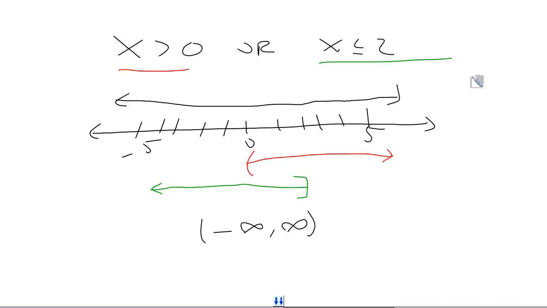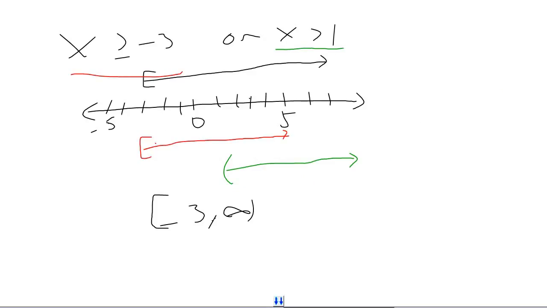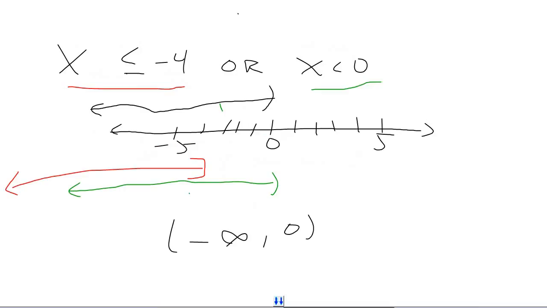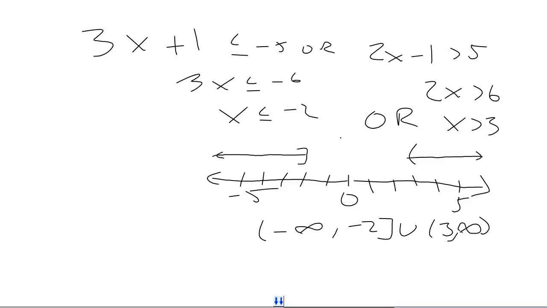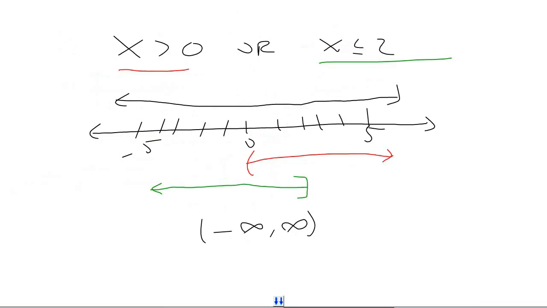If you want some good practice, I recommend going back through the same examples that we just looked at. Take x is greater than or equal to -3, or x is greater than 1. Take x is less than or equal to -4, or x is less than 0. Take 3x plus 1 less than or equal to -5, or 2x minus 1 is greater than 5, and just change them all to AND problems. So go through all these problems and change them to AND problems.